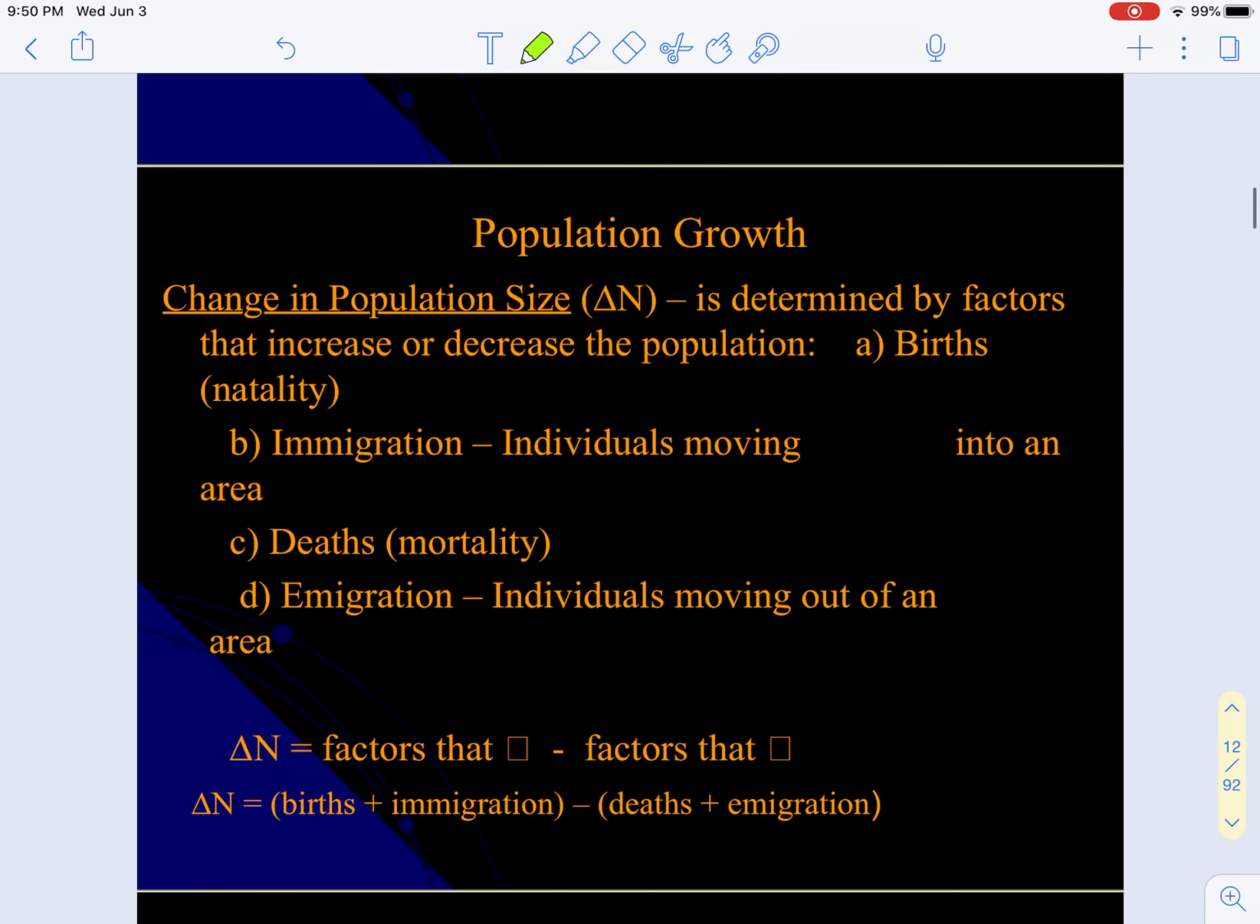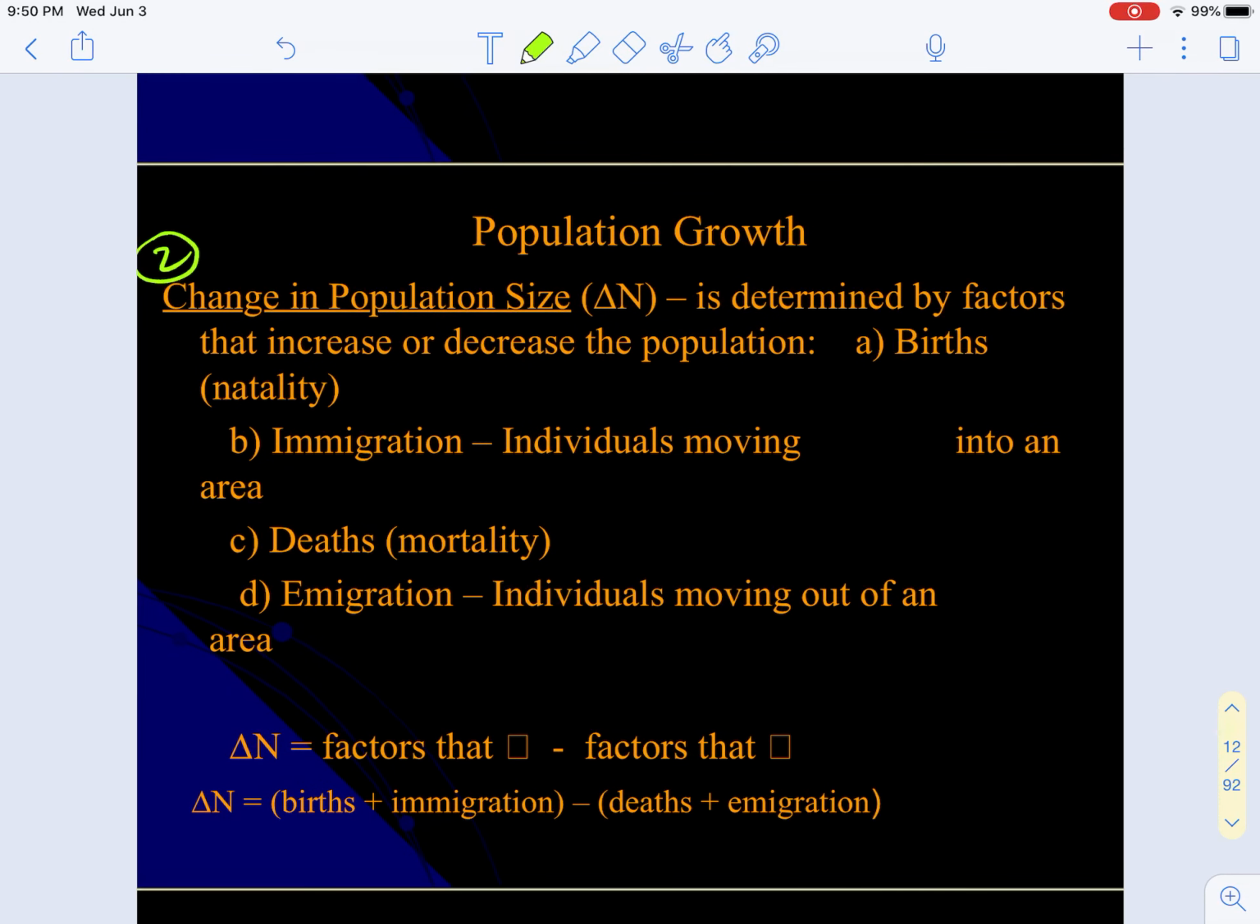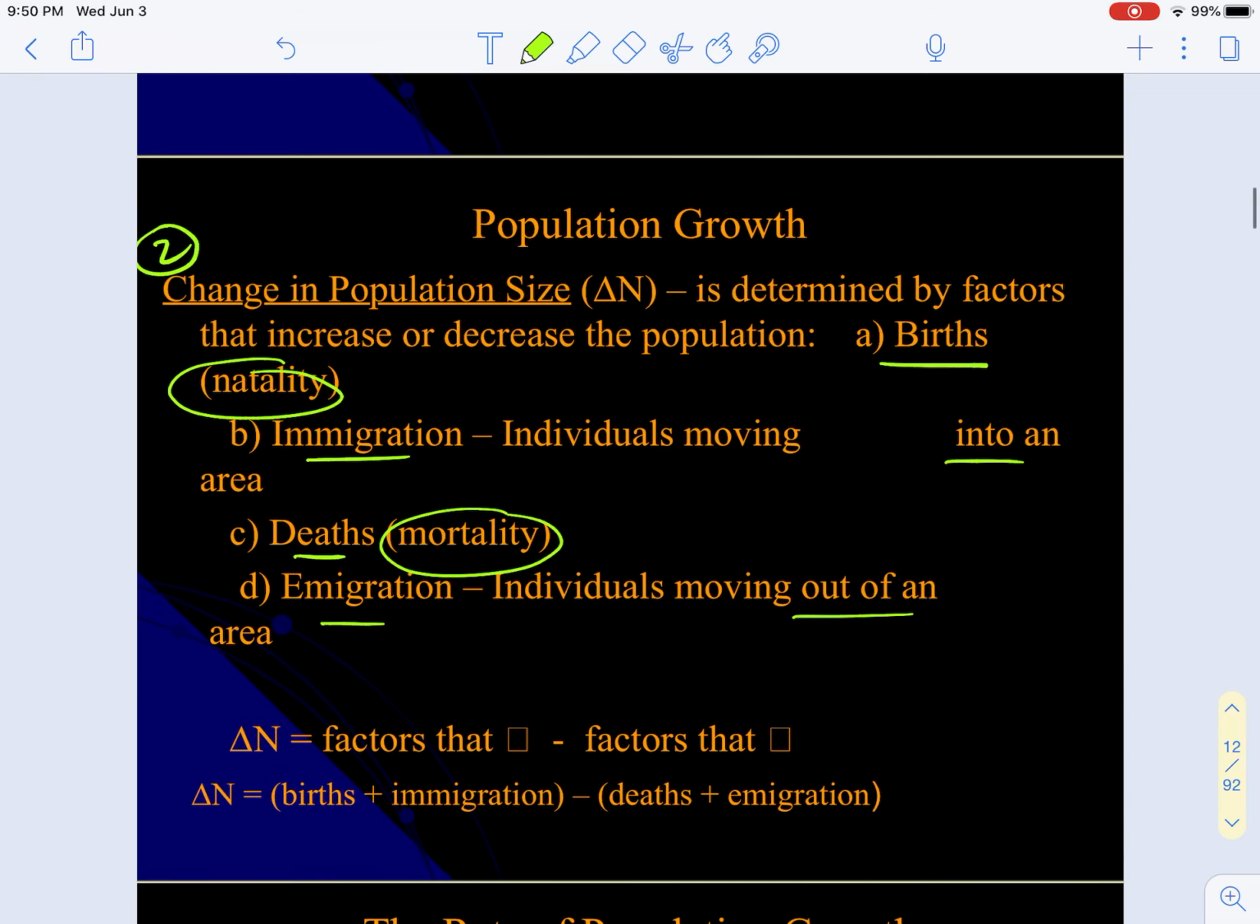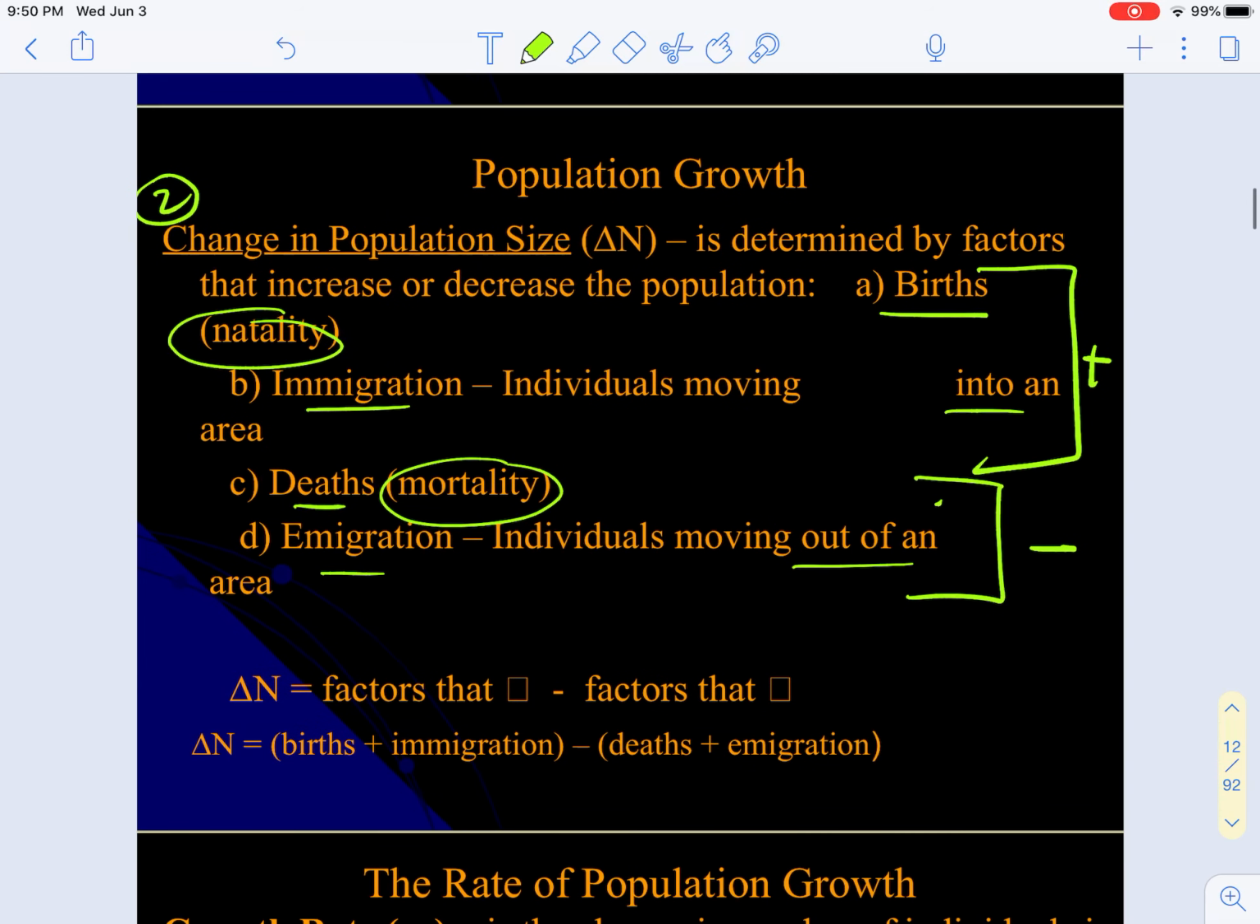Okay, so the second formula we're going to deal with is the change in population size. The change takes into account the births, also called natality. It takes into account the deaths, the mortality. It takes into account immigration, how many move in, and emigration, how many move out. Now, births and immigration add to the population, and deaths and emigration take away from that population.